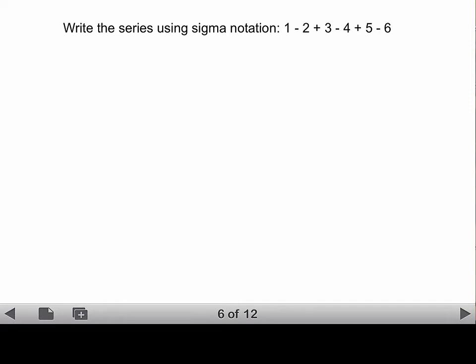Now we're given a series and we're asked to write it using sigma notation. And what we have is 1 minus 2 plus 3 minus 4 plus 5 minus 6. What we need to recognize is that the first term, which is 1, is when i equals 1, or j or k. I don't care which letter you use. The second term is when i equals 2. The third term is when i equals 3. So this is kind of like finding the nth term of a sequence, except we need the nth term of the series to put into the sigma notation.